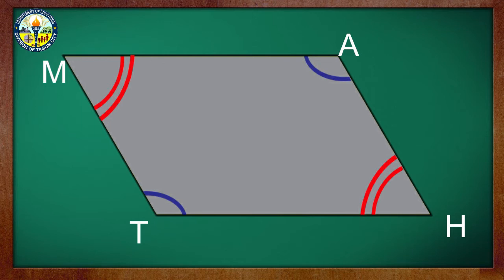Since angle M and angle T are consecutive angles and also supplementary, therefore, angle M plus angle T is equal to 180 degrees. Substitute the given value of angle M, we have 70 degrees plus angle T is equal to 180 degrees. Subtract both sides by 70 degrees, we get angle T is equal to 180 degrees minus 70 degrees. Therefore, angle T is equal to 110 degrees.